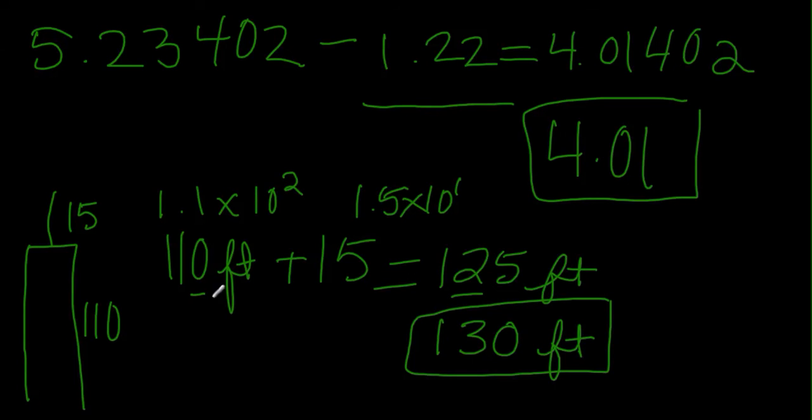So hopefully that'll give you a good explanation as far as what happens with addition and subtraction. You can't be any more precise here than the least precise number over here. In this case, even though this number was bigger, this 110 feet was our least precise number. This was measured much more closely to this ones column. This was only measured to the tens.